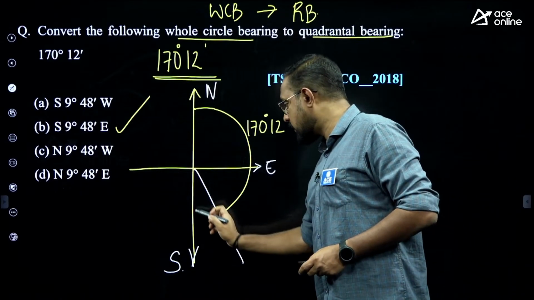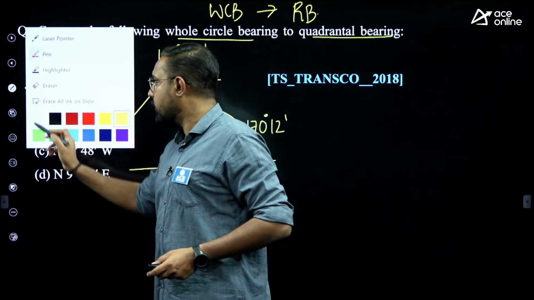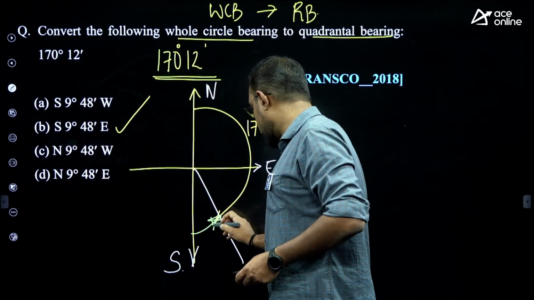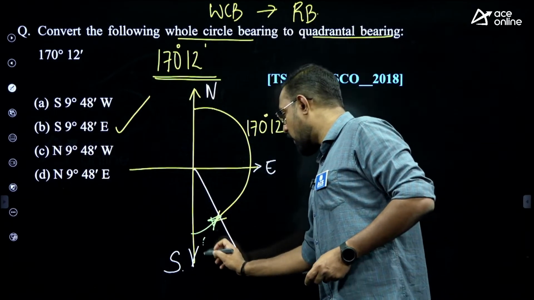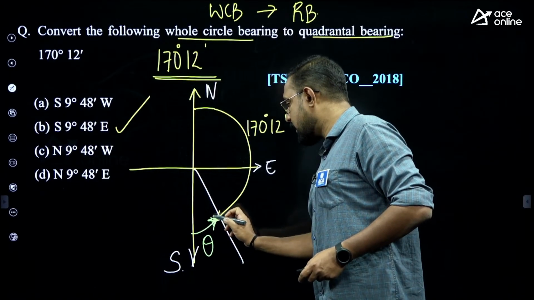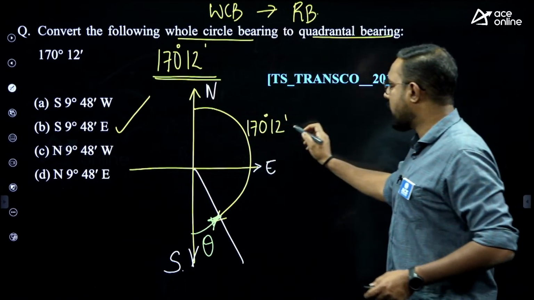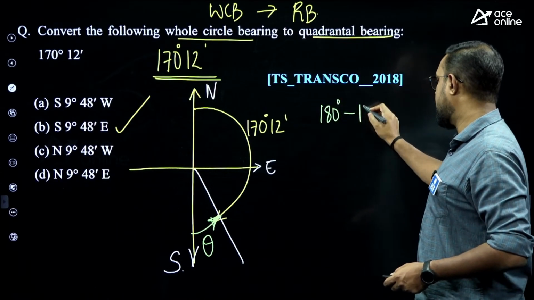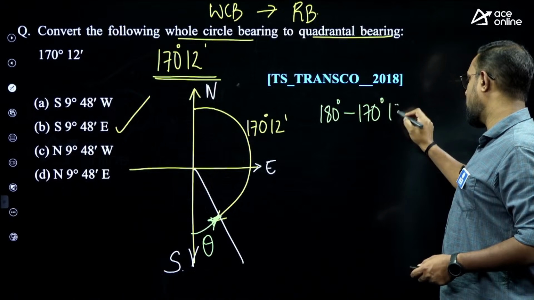So if this is the whole circle bearing, the reduced bearing will be this much. This will be your reduced bearing here. So what is the value of this theta? This theta will be 180 minus 170 degrees 12 minutes. So 180 degrees minus 170 degrees and 12 minutes.